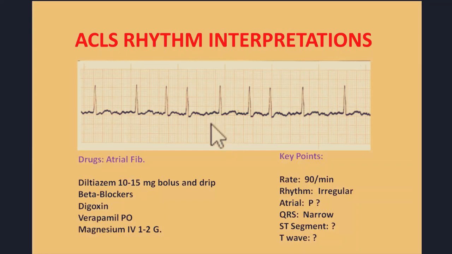So there are many things that need to be taken into consideration. But in an acute situation, like doing a cardiac resuscitation, the most important thing is to reduce the rate and see if we can convert this to sinus rhythm if that is possible.